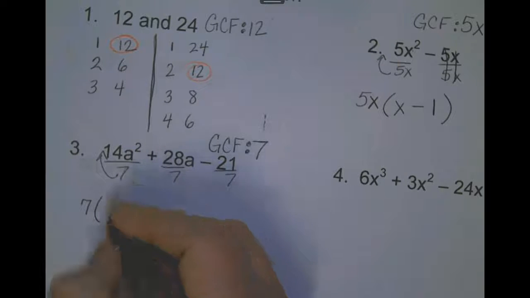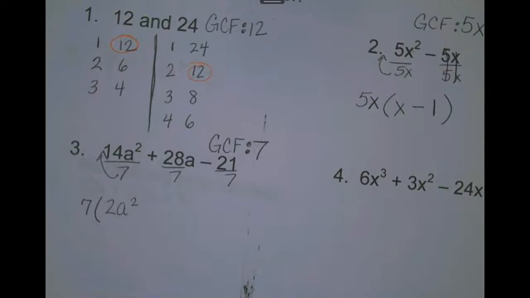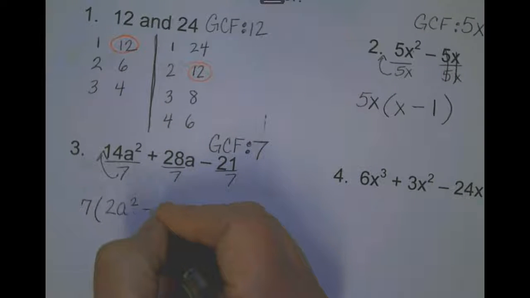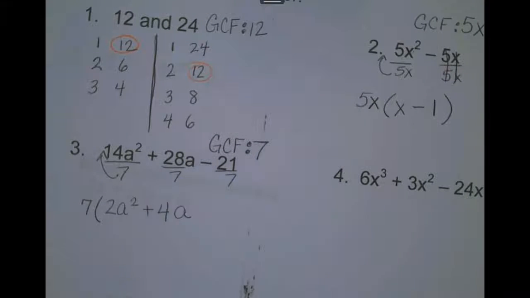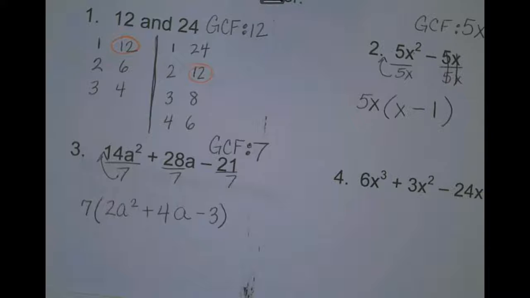14 divided by 7 is 2. The a squared is still there. 28 divided by 7 is 4. The a is still there. 21 divided by 7 is 3. Again, this is the reverse of the distributive property. If I distributed the 7, I would get the original problem back. That's all that will factor out.